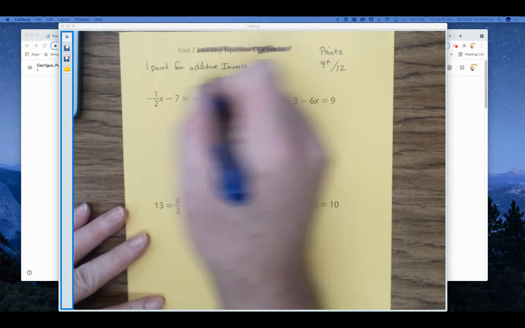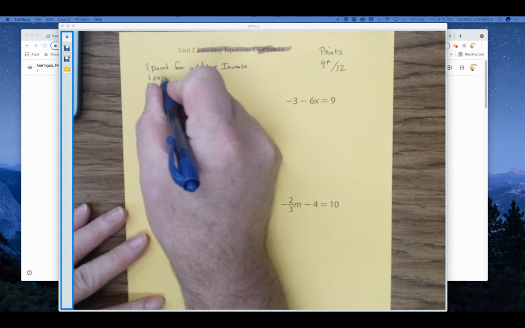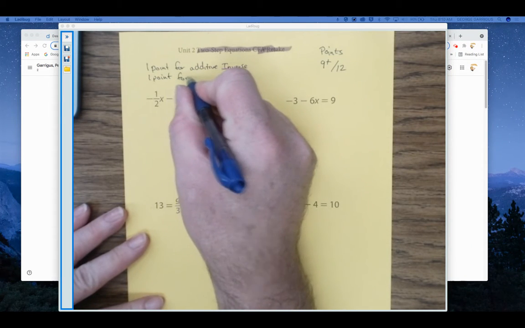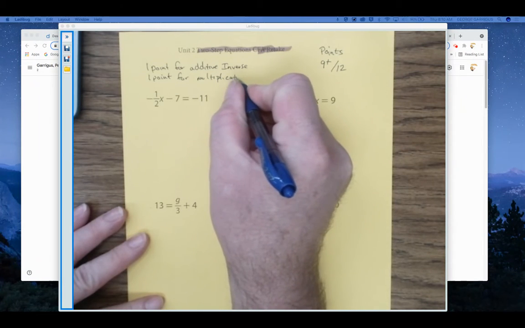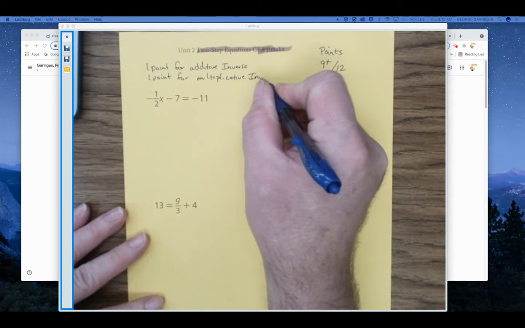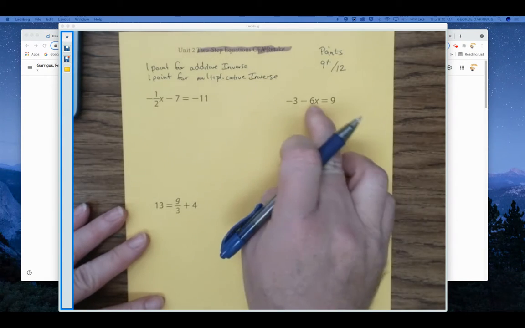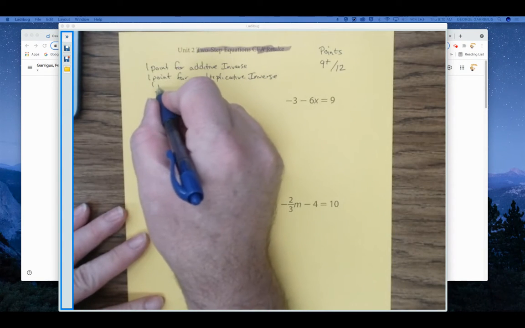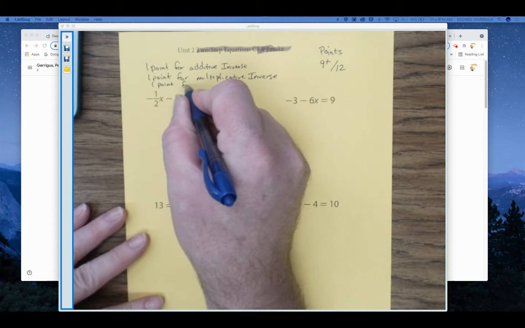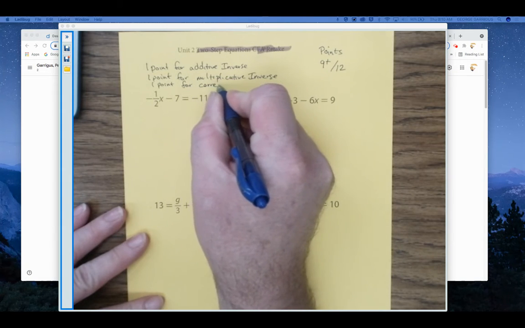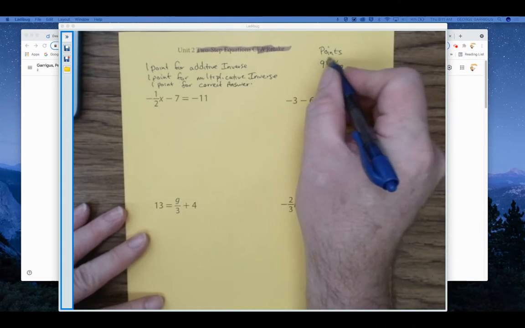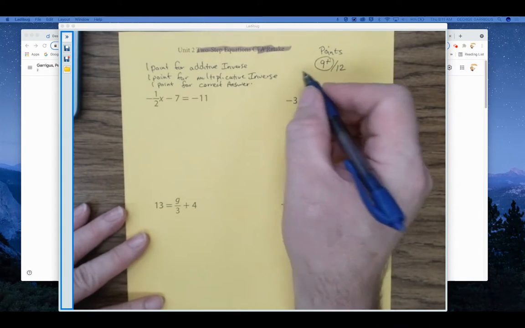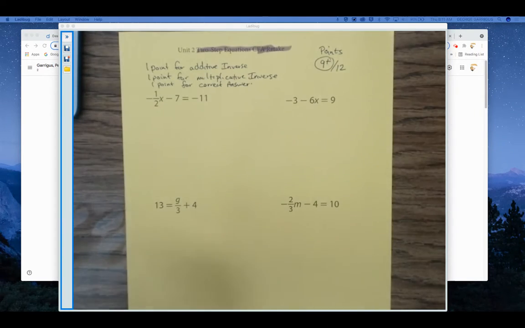You get 1 point for the multiplicative inverse, or by dividing if it's an integer like this, and 1 point for the correct answer. Okay, so the only way you can pass is by getting 9 or more. So that means you've got to get at least one of these perfectly correct.